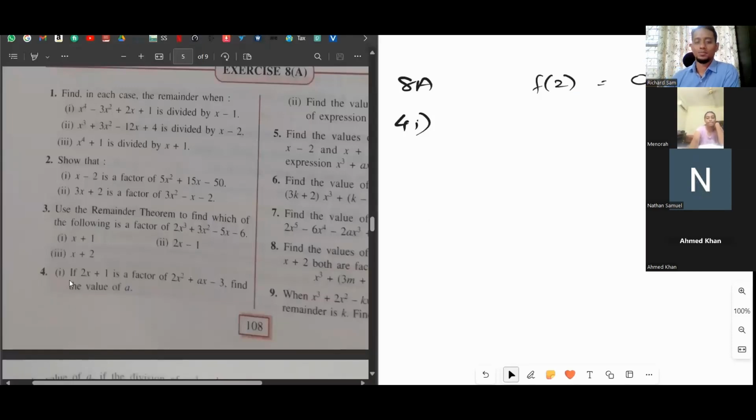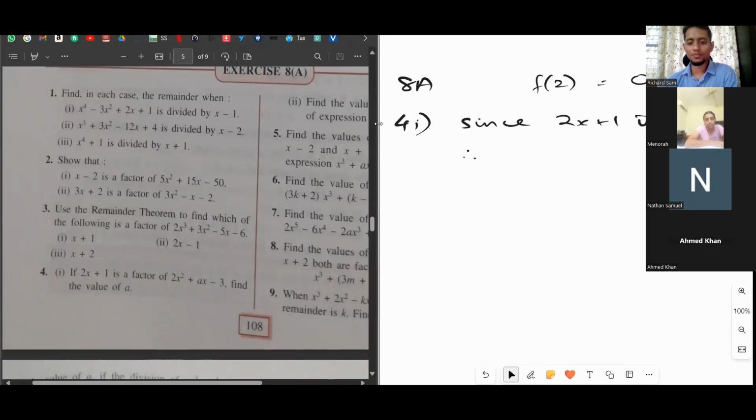Okay, question 4.1. You all read it. Did you understand it? Understood? Let's read it together. If 2x plus 1 is a factor of this, find the value of a. So we know that 2x plus 1 is a factor. So what is that statement that you can make according to the remainder theorem? Since 2x plus 1 is a factor, therefore the remainder is 0, no?